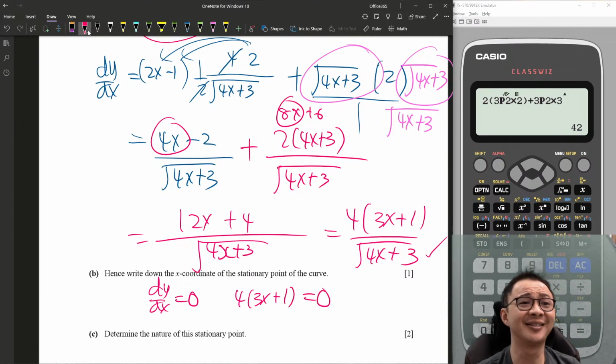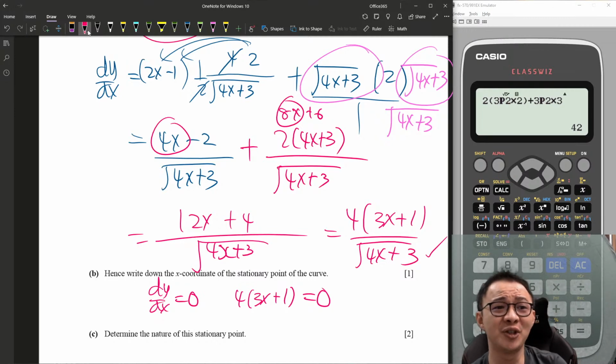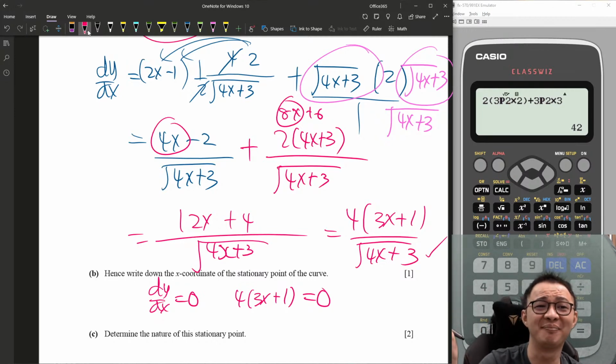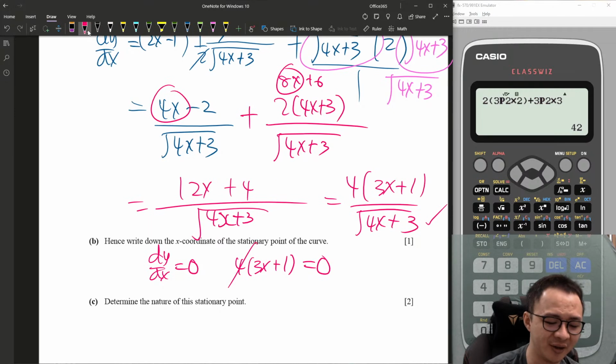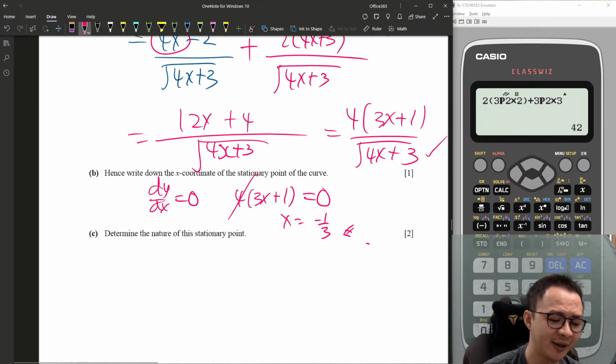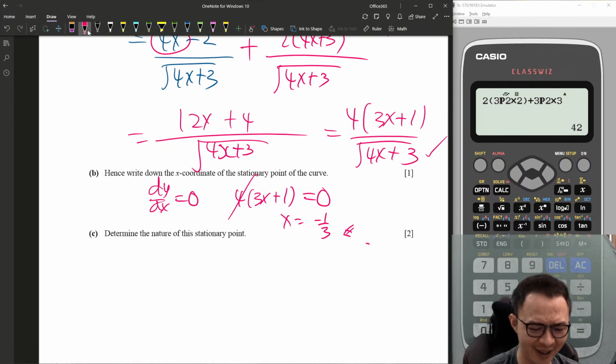Some students will ask, sir, how about the denominator? The denominator 4x plus 3, where is it? Because it moved to the other side, multiply 0. So it's gone, it becomes 0. So therefore, 4 also gone, x equals negative 1 over 3. Done. 1 mark only. Determine the nature of this stationary point. Alright, this one needs to differentiate a second time.